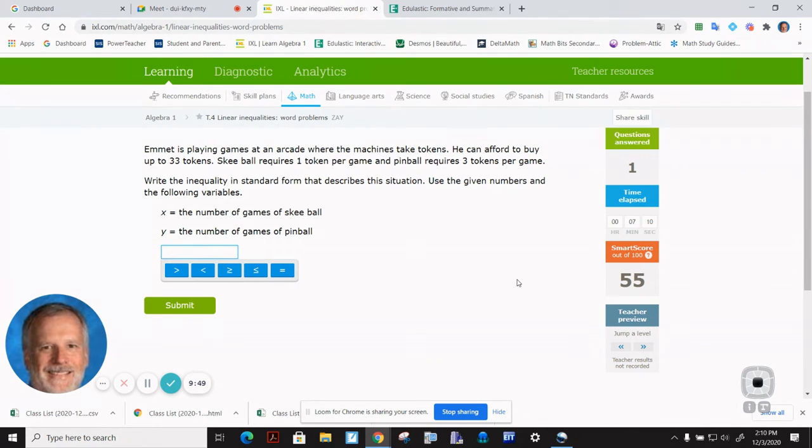And that's 1 token. So I'm just writing that information down from the problem. And Y is the number of pinball games, and it takes 3 tokens for those. All right, so I think I've got all the information from the problem that I need.